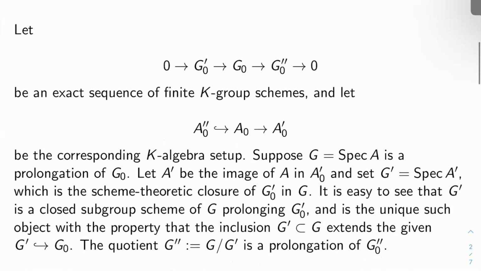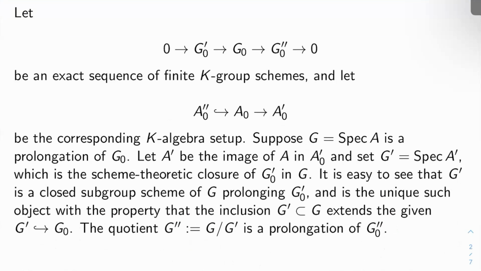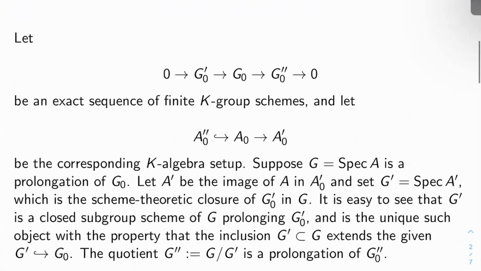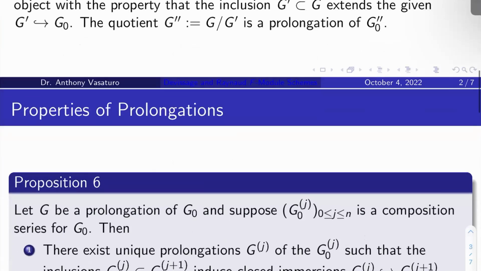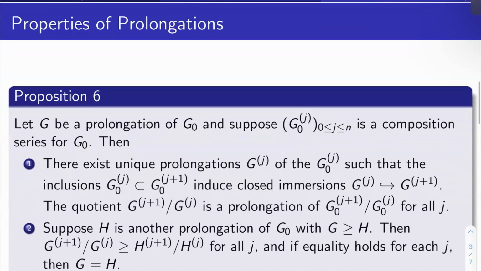And yes, it is easy to see that G prime is a closed subgroup scheme of G that prolongs G prime 0 as expected. In fact, it's the unique such object with the property that the inclusion of G prime in G extends the given map from G prime 0 to G0. All right. And then what do you hope happens? You hope that if you take G mod G prime, and we'll call that G double prime, that the result sits up here and maybe prolongs G double prime 0, and that happens. Okay, so we have that. We have a Devissage of prolongations, I guess.